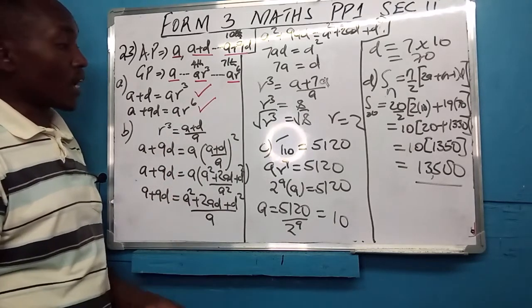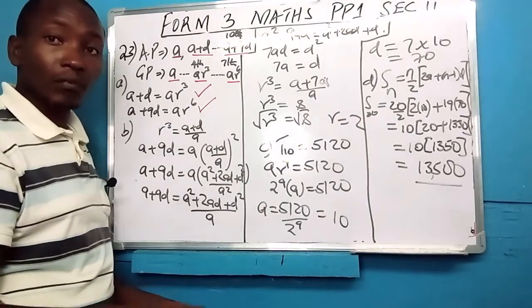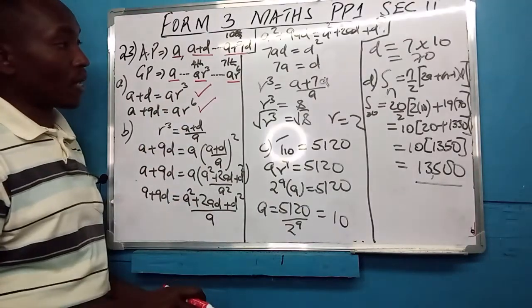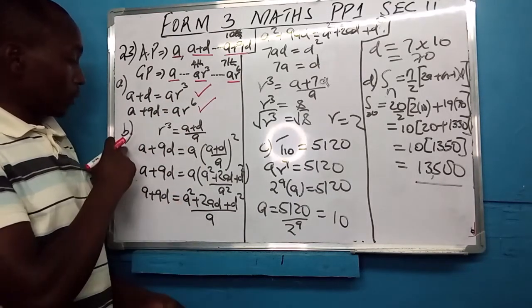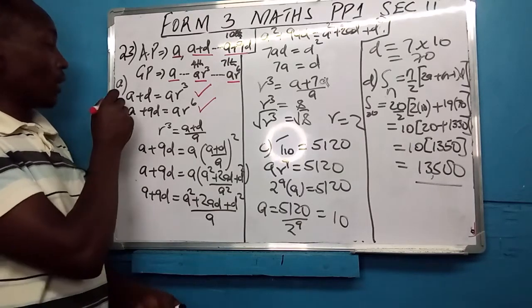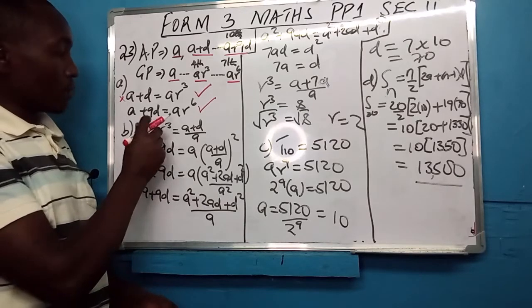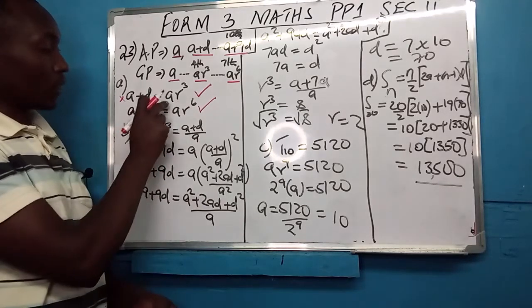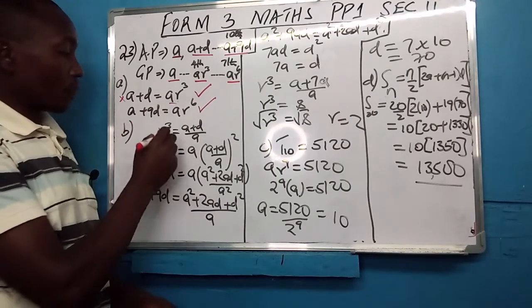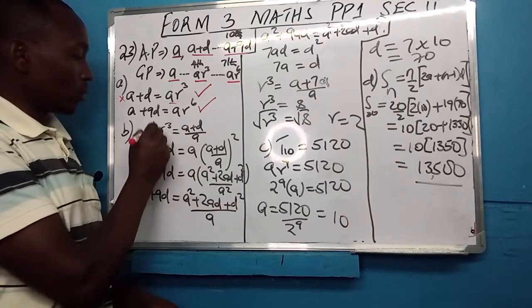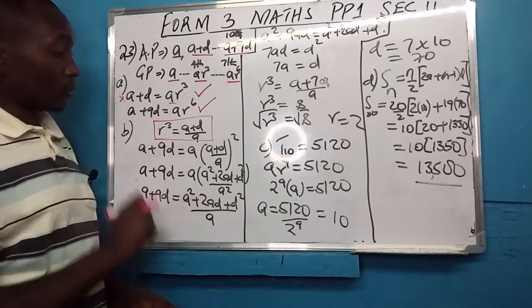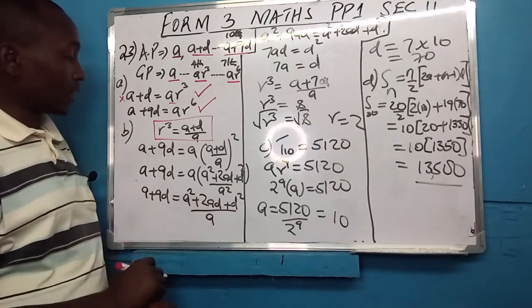Having done that, I have answered the question for part 1. That's part A. Already A is done: the equation connecting the AP and the GP. We go on to part B, where we want to solve for R. So I can use equation 1 and make R cubed the subject. What I'll do is just divide by A on both sides. That means R cubed will be given by A plus D over A, just using the first one. And by that, I can now substitute in the second equation.